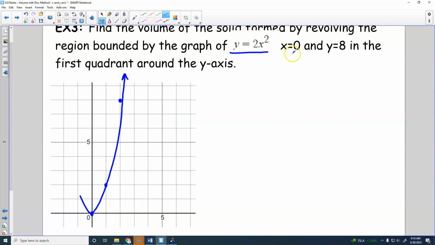x equals 0 is the y-axis, and y equals 8 is the horizontal line at 8. And so we're going to end up with this region right here.